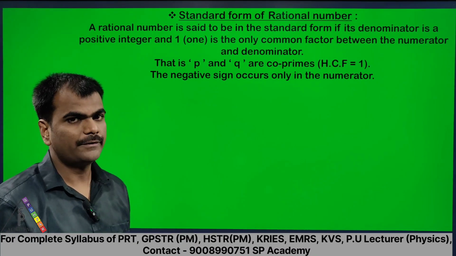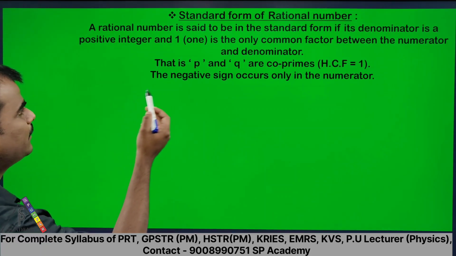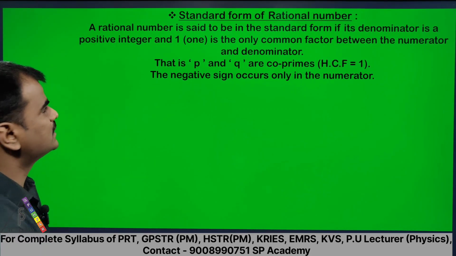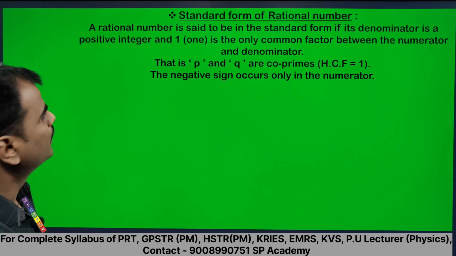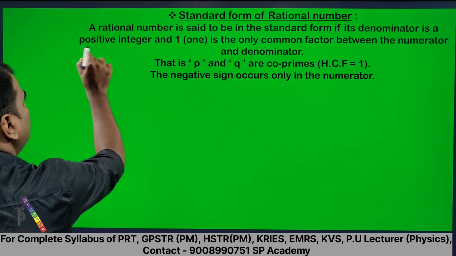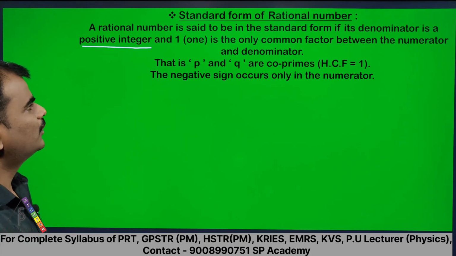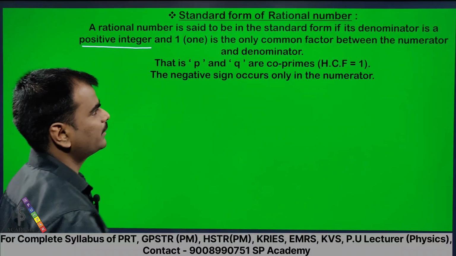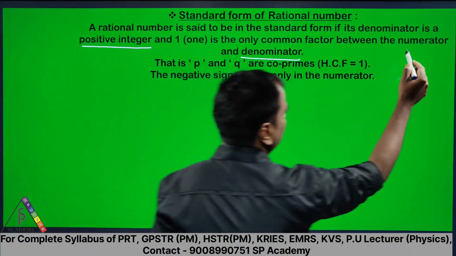Next, standard form of rational number. A rational number is said to be in the standard form if its denominator is a positive integer. Denominator positive integer agirbeku, and 1 is the only common factor between numerator and denominator.